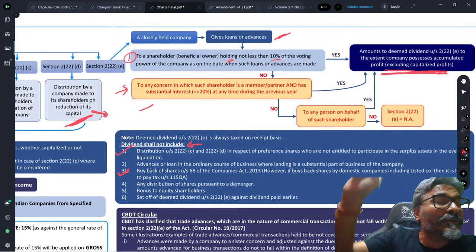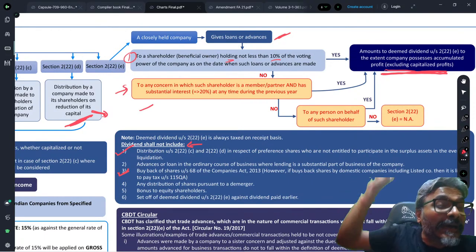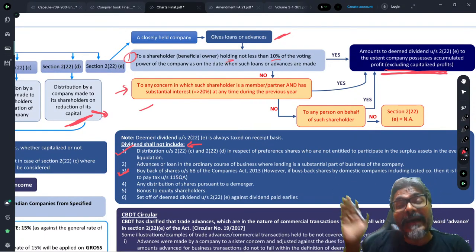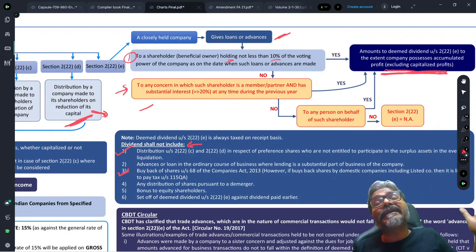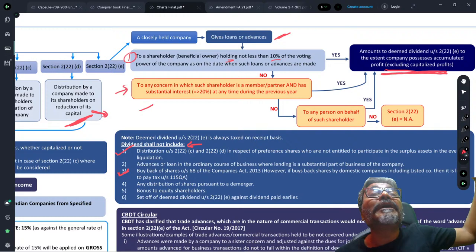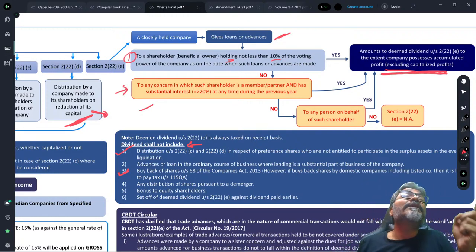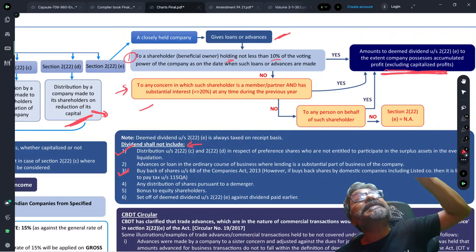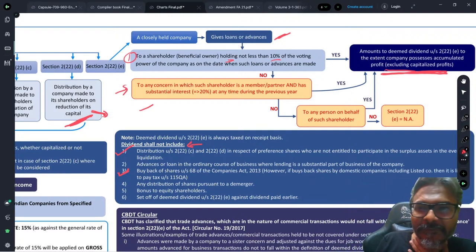Which shareholder? The shareholder holding 10% or more of the voting power in that particular company as on the date of giving the loan, and holding at least 20% share in that concern at any point of time during the previous year, not necessarily at the time of giving the loan. But always be careful, at the time of giving the loan, this particular shareholder should be holding at least 10% of the voting power in that company. I hope that every one of you is clear with this one.